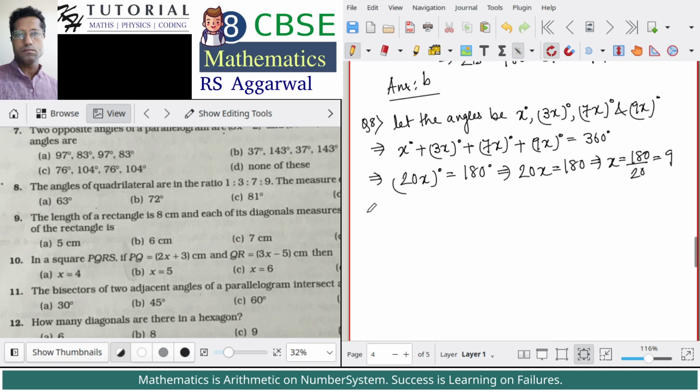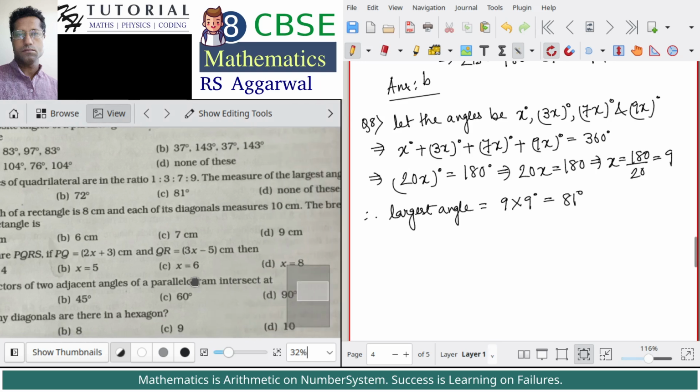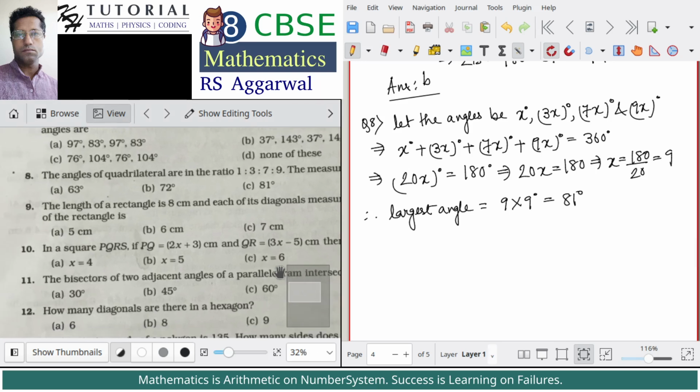So therefore, the largest angle will be equal to 9x, that is 9 into 18 degree. This is equal to 162 degree. So the largest angle is 162 degree, and hence the correct choice is C. C is the correct choice.